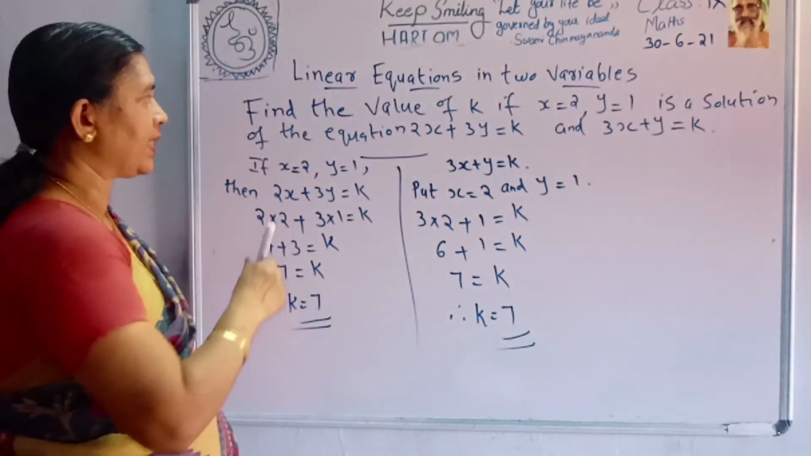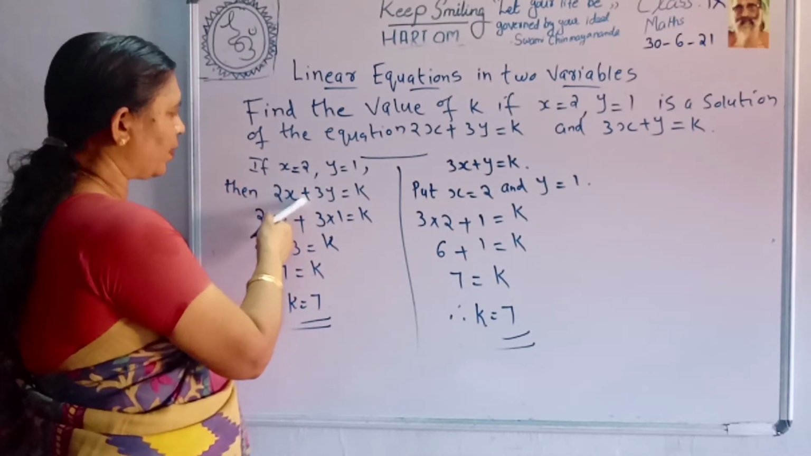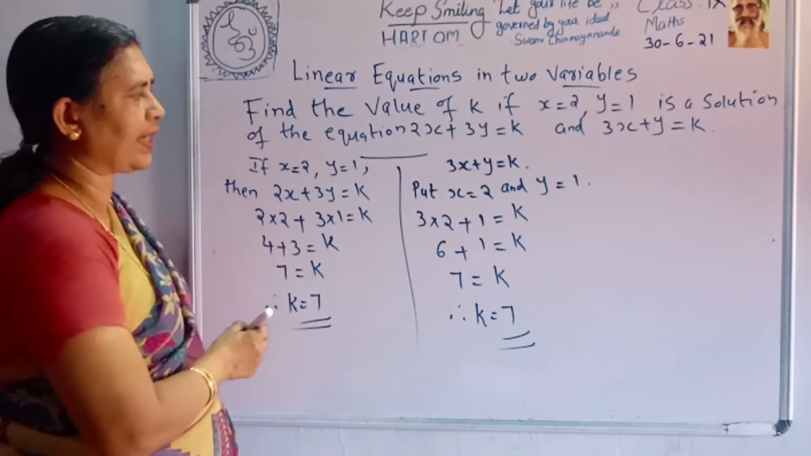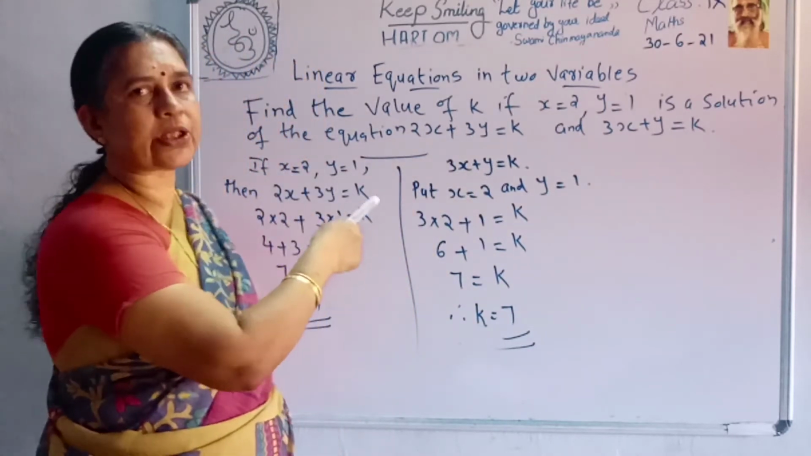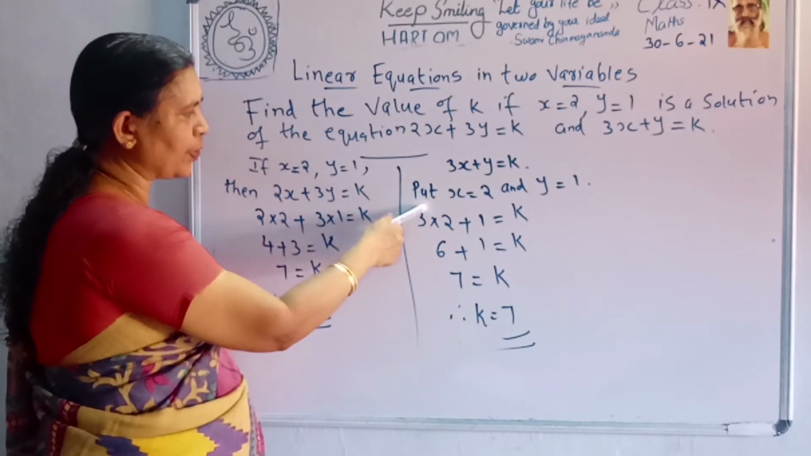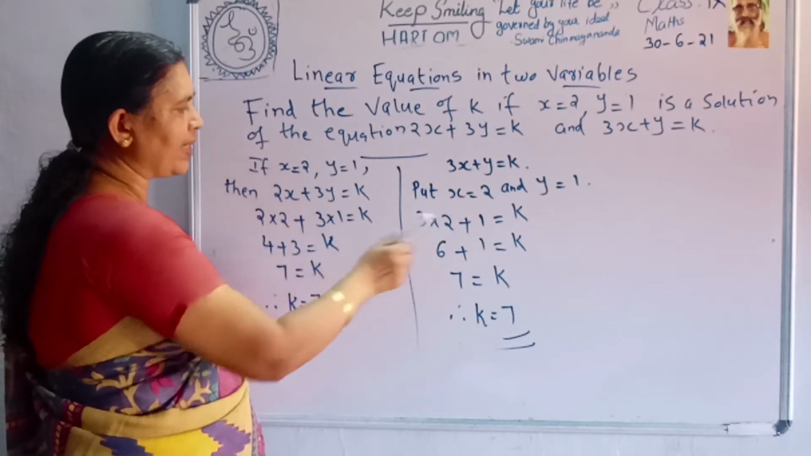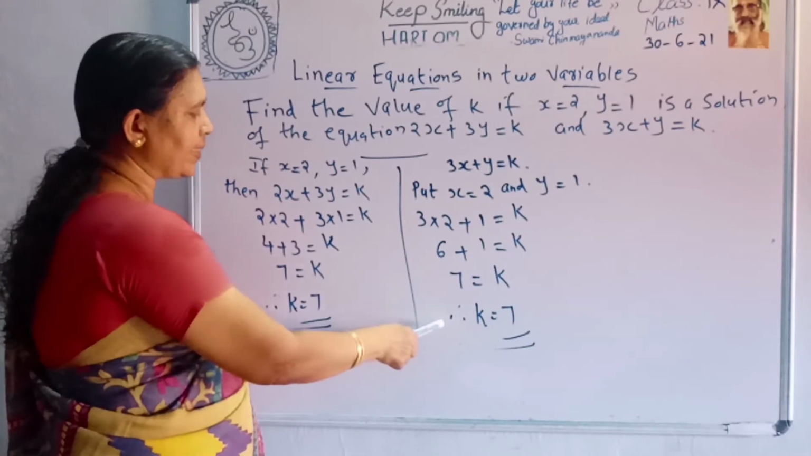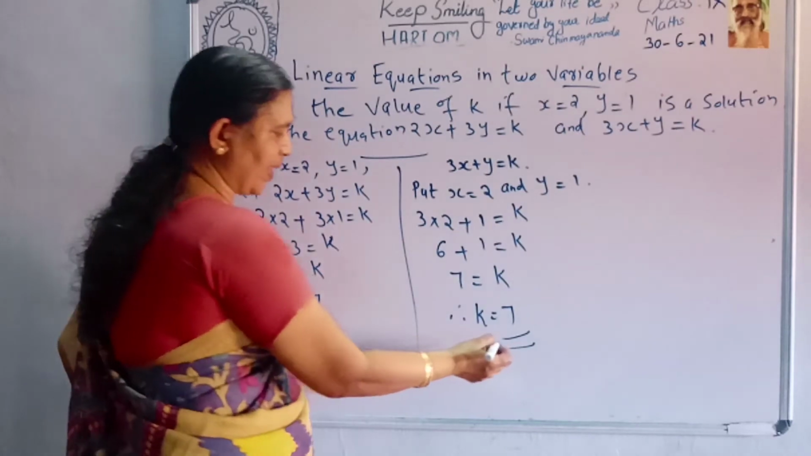Therefore, if x is equal to 2 and y is equal to 1, in 2x plus 3y is equal to k, what is the value of k? We got k is equal to 7. The second equation is 3x plus y is equal to k. Here also x equals 2 and y is equal to 1. So instead of x we put 2 and instead of y we put 1. That is 3 into 2 plus 1 is equal to k, or 3 into 2 is 6, 6 plus 1 is equal to k, or k is equal to 7. Therefore we got the value of k, k equals 7.